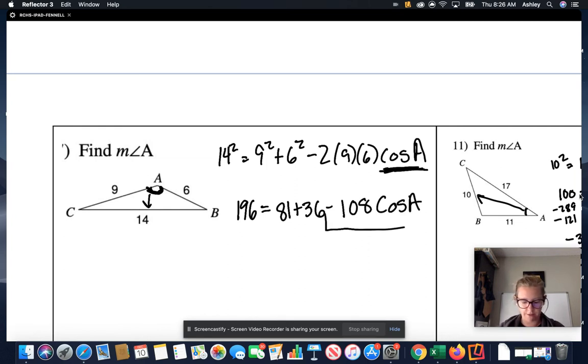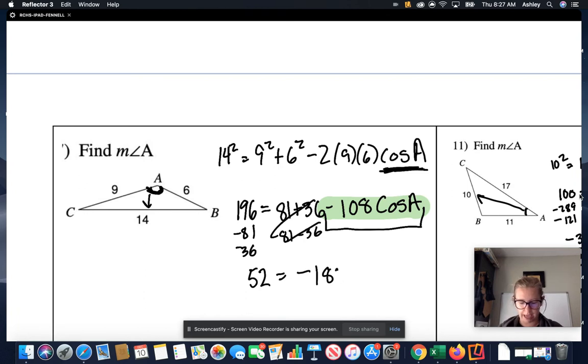Notice all of this right here, in fact, let's highlight it, all of this right here is being subtracted from 81 and 36. So step one, let's move those to the other side of the equal sign. So we're going to subtract 81, we're going to subtract 36, right? So we're going to take 196, and subtract our 81 and our 36, and we're going to get 52 equals, well, now these things are gone, right?